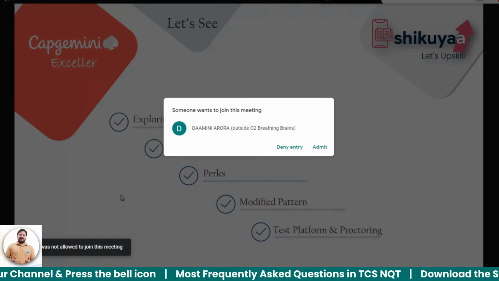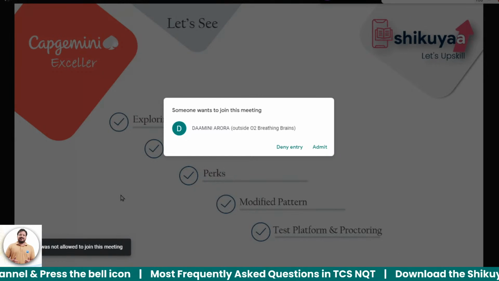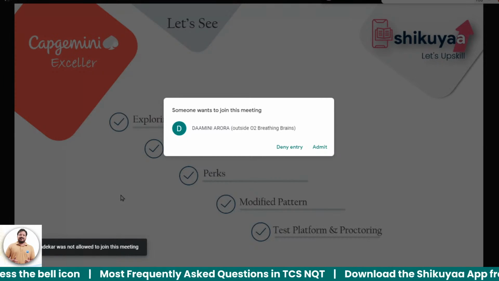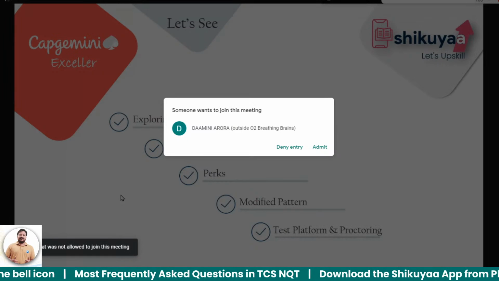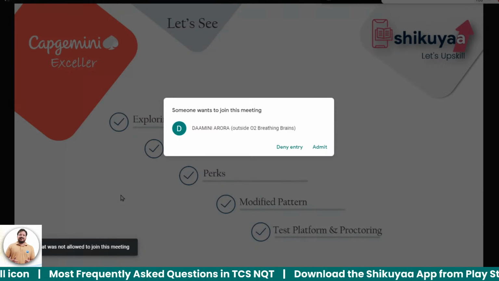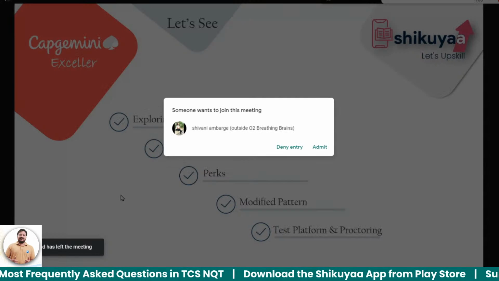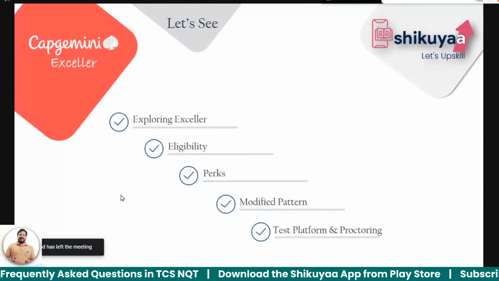Next is perks. That means what Capgemini is going to offer you in this placement drive if you get selected and become one of the Capgemini employees, one of the Capgemini team members. What are the takeaways for you? I'm going to talk about that.